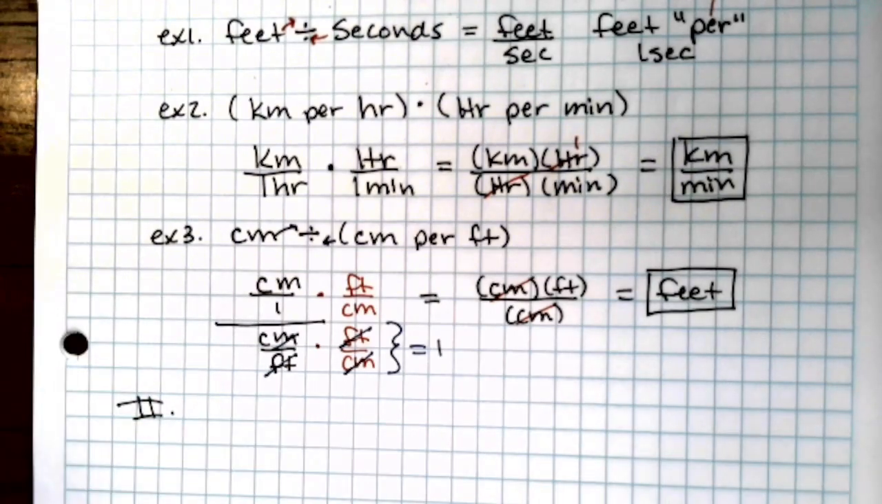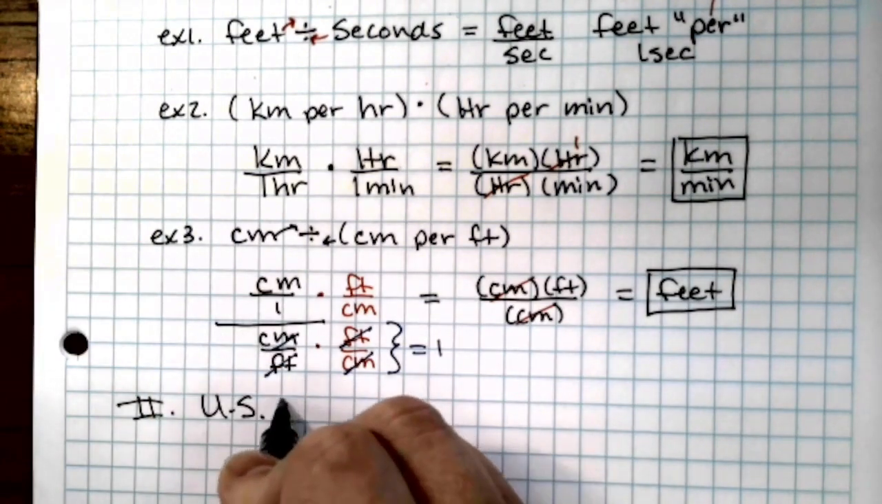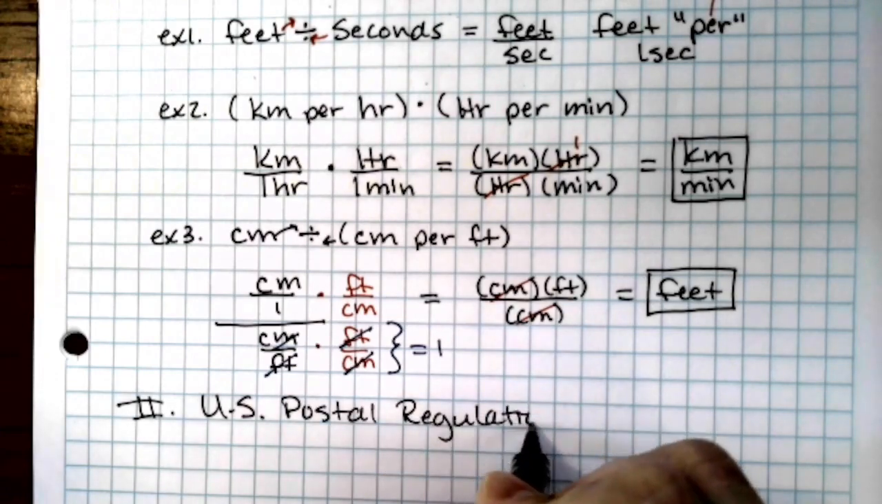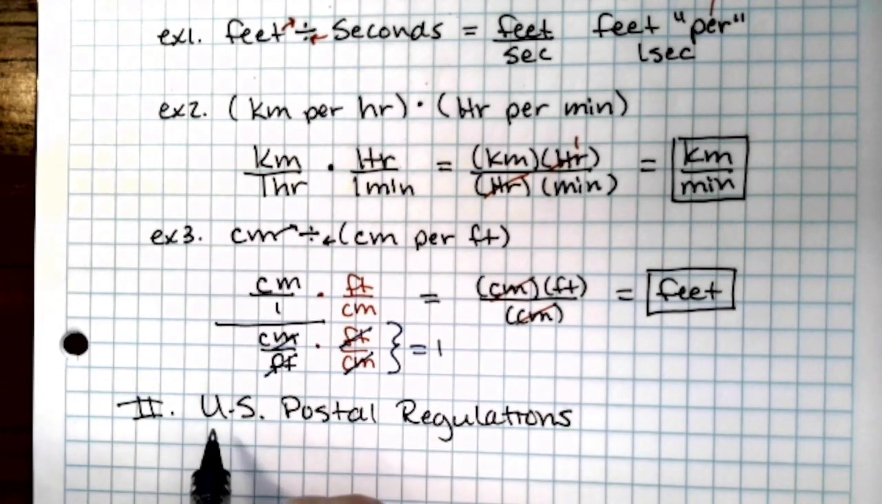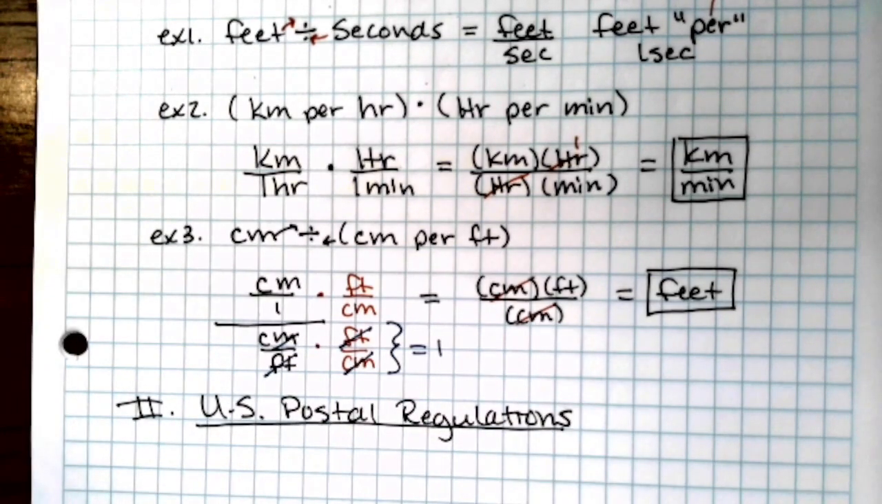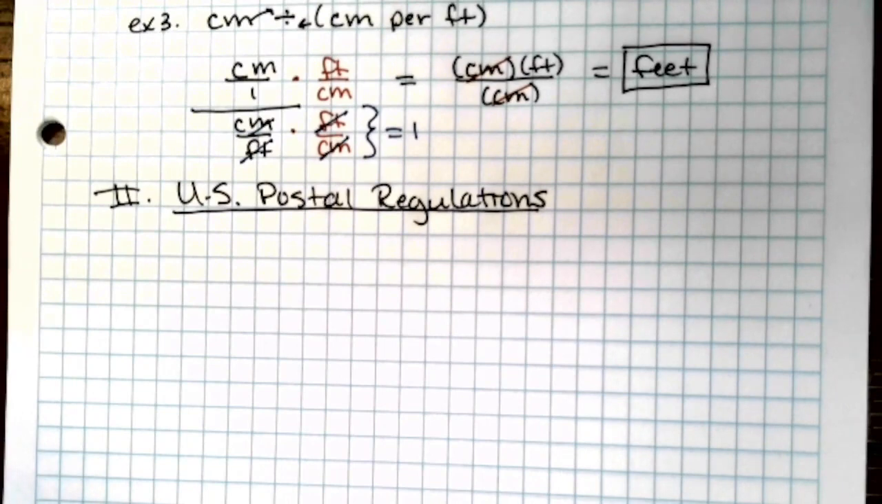All right, Roman numeral 2. This is an example of a diagram problem. This is U.S. postal regulations. In a diagram problem, they're going to be giving you the dimensions of objects, length, width, height, and it really does work best if you draw a picture and label what you have.